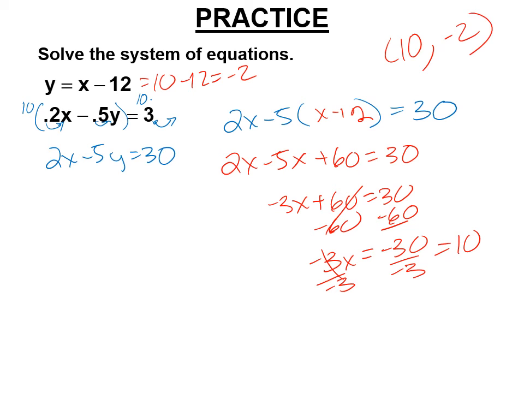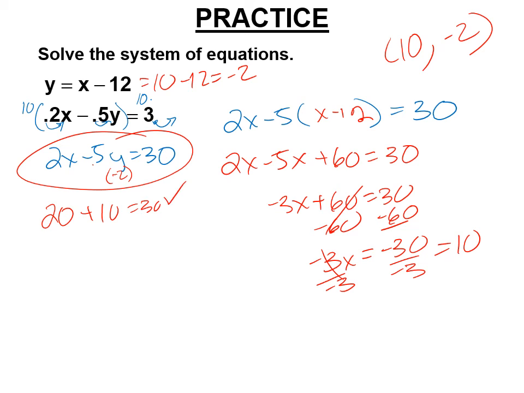Let's make sure that works. In the bottom one here, I can use the one without decimals, totally allowed. 20 plus 10, yeah, negative 5 times negative 2 is plus 10 equals 30. It checks.